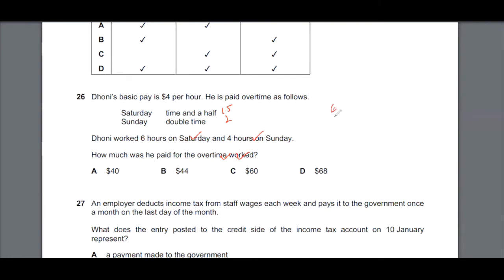So, a fairly simple question. On Saturday, he worked 6 hours, so $4 times 6 times 1.5. This is for Saturday. Then he worked 4 hours on Sunday, so $4 times 4 times 2. This is for Sunday, and then just sum them up. If I do the maths in here, that should give you $68. So the answer to multiple choice 26 is option D.